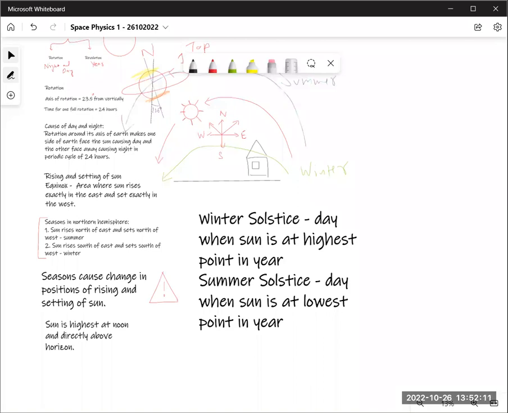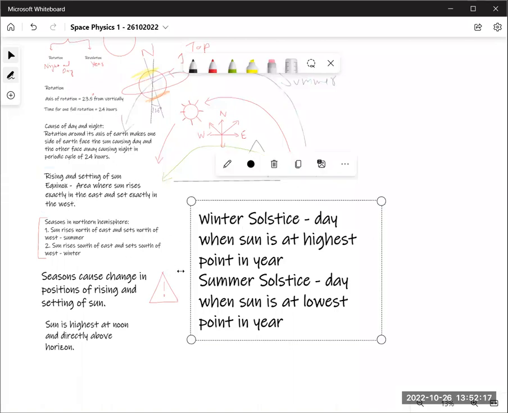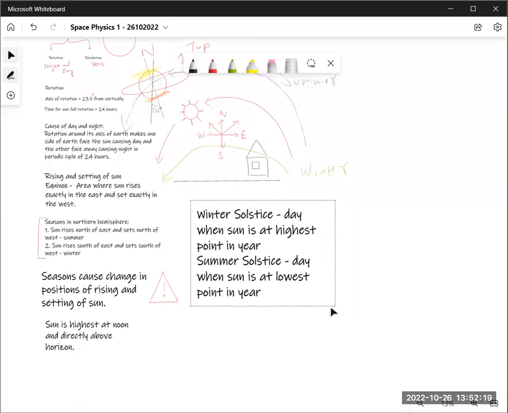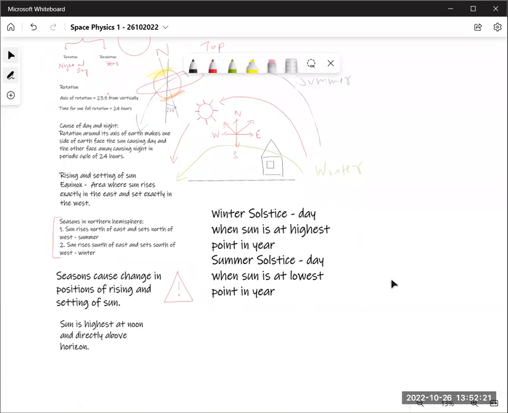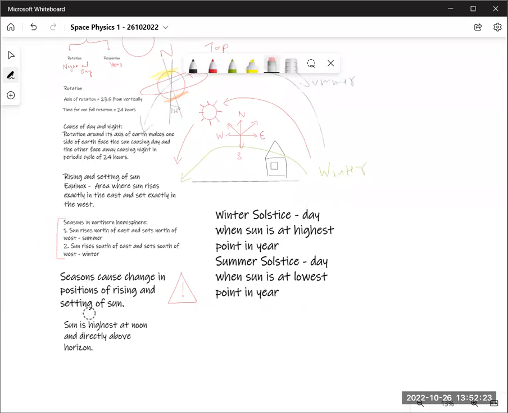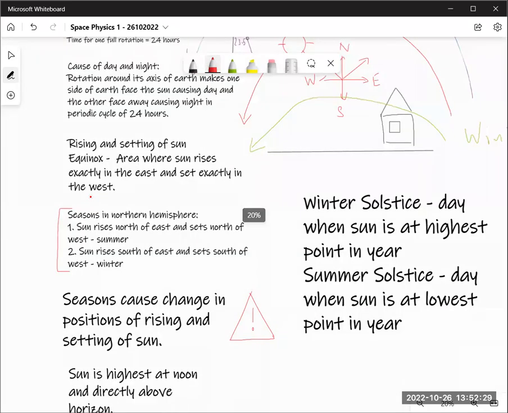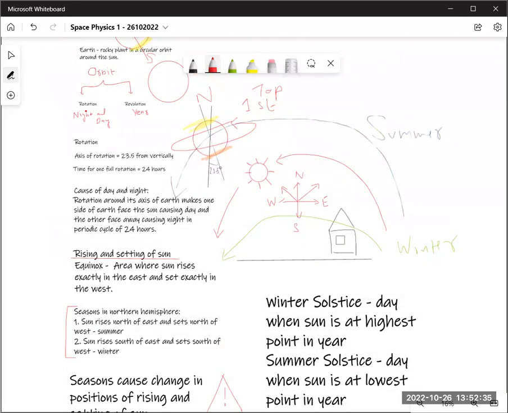Wait, I have a question. So for rotation, the first things we wrote, axis of rotation and time for one full rotation, are points of rotation, right? Yes, those are points for rotation. Like these are points for seasons, right? Yes, these are points for seasons. Just add one title here if you want to. Or these are points of rising and setting, basically. And these are points for rotation.